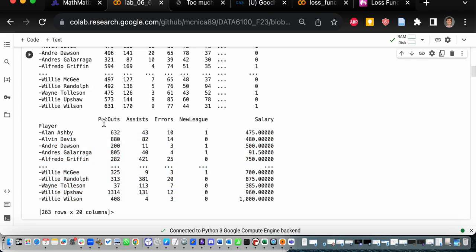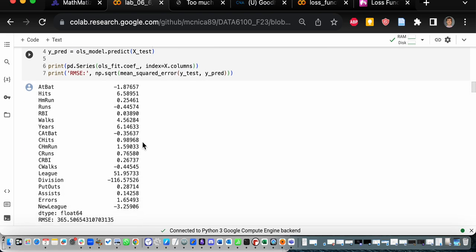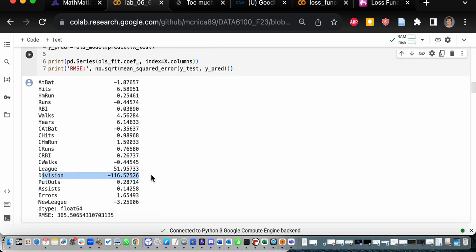If you have something like putouts that's already in hundreds, then you multiply it by a coefficient. The coefficient can be like 1 or like 0.1, that makes sense. If you have something that's like 0 or 1, like new league, then the coefficient will be like hundreds, to multiply it, to make it work. And that's exactly what we see. Some of the coefficients, like division and league, are things that are 0, 1 valued, and those have coefficients in the size of hundreds.